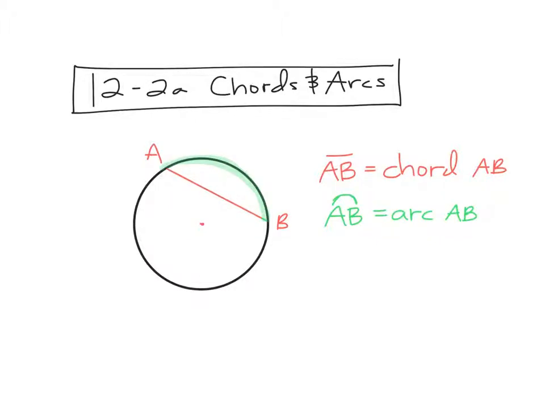So I know there's a chord, there's always an arc? Yes, a chord always creates an arc associated with it.